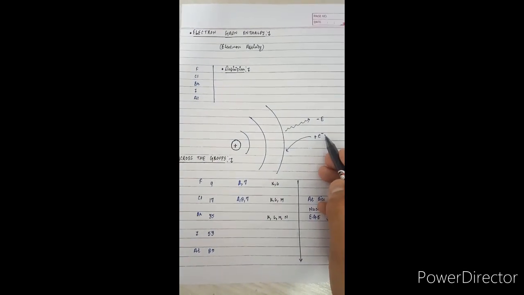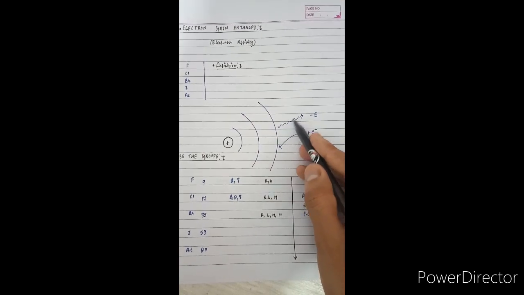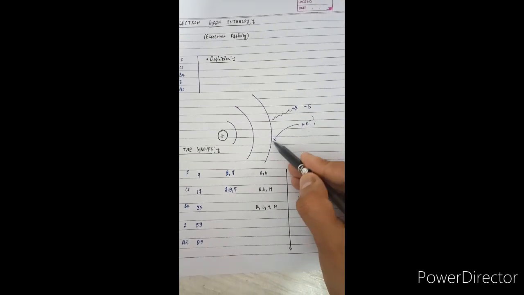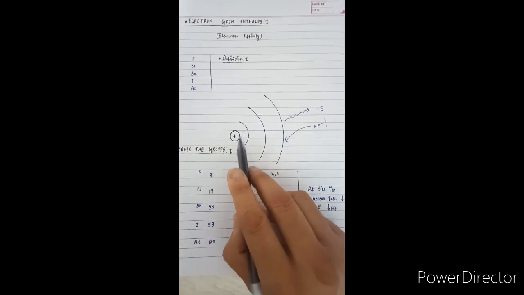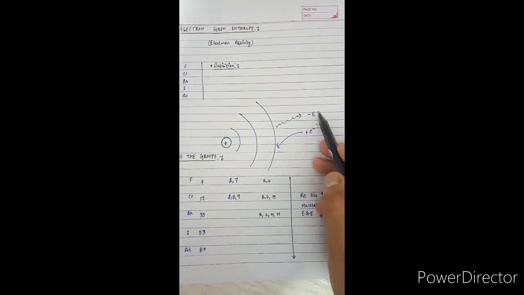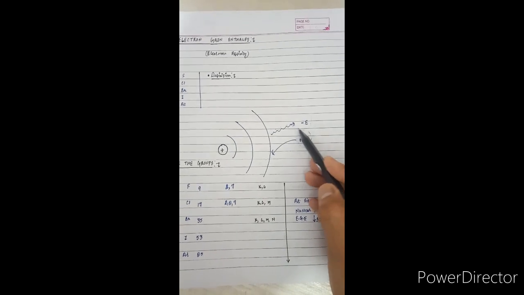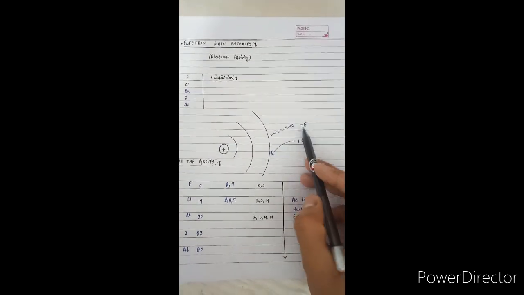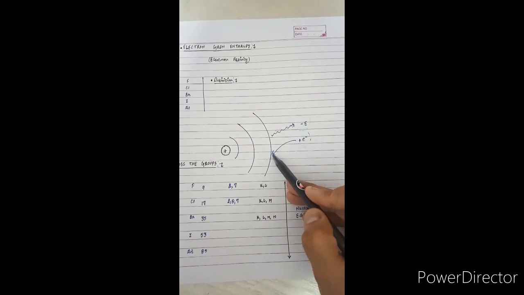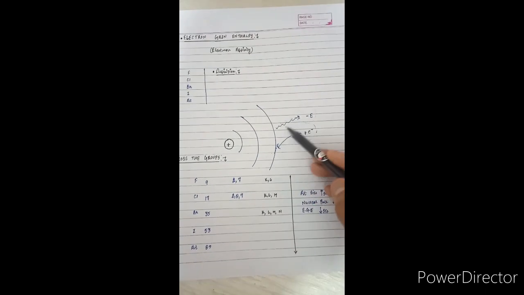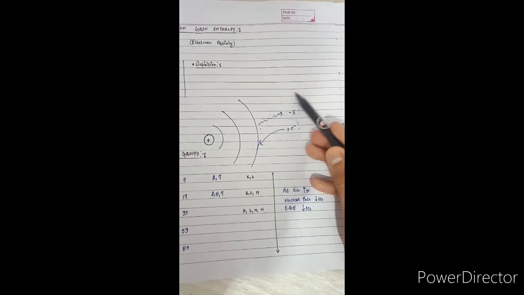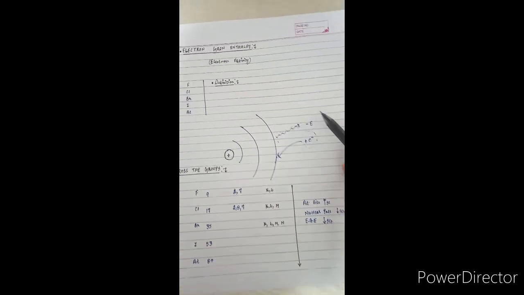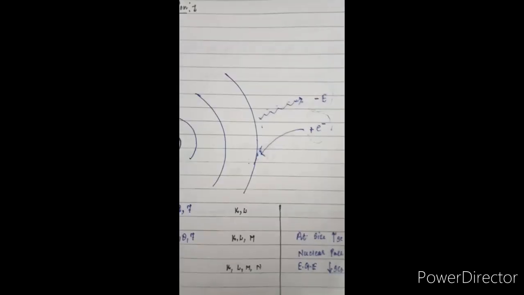Electron gain enthalpy is the energy released or liberated when any upcoming electron is accommodated in the valence shell of any particular atom. This amount of energy that is liberated is known as electron gain enthalpy. Means the electron is coming and taking a position in the valence shell, and then energy will be removed. This removed energy, this liberated energy, is known as electron gain enthalpy.